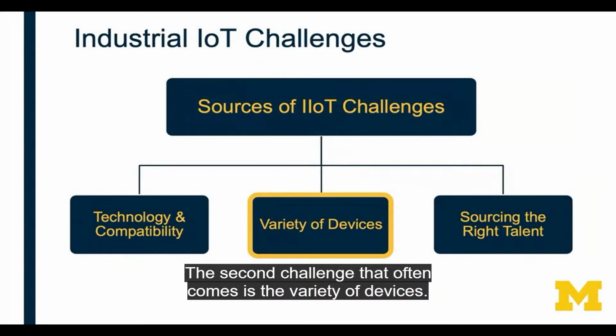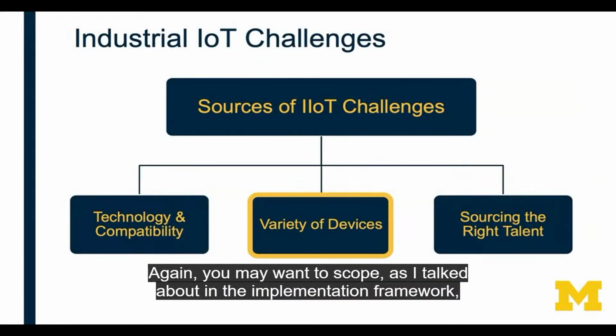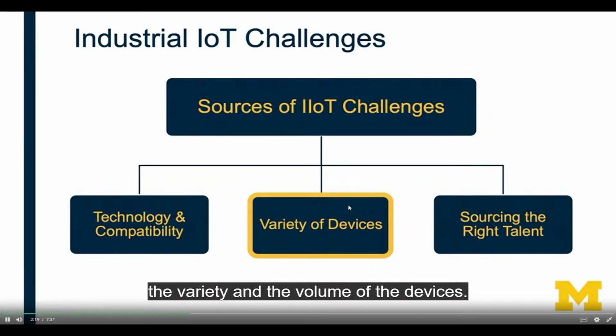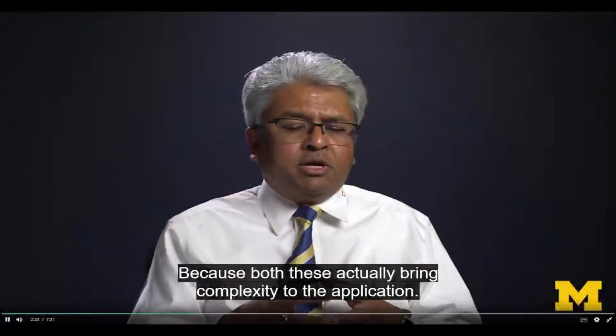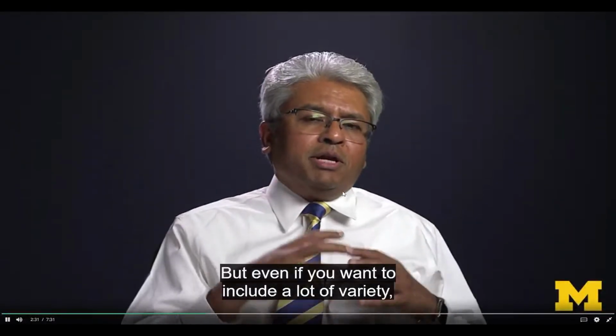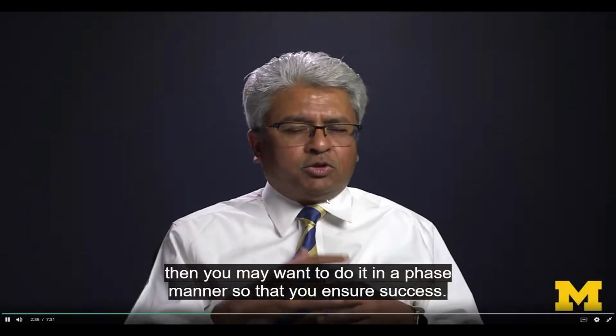The second challenge that often comes is the variety of devices. As I talked about in the implementation framework, you have to scope the IoT applications initially to limit both the variety and the volume of the devices, because both bring complexity to the application. The variety of devices certainly increases the business value, the potential of what the application could do. But even if you want to include a lot of variety, you may want to do it in a phased manner so that you ensure success.